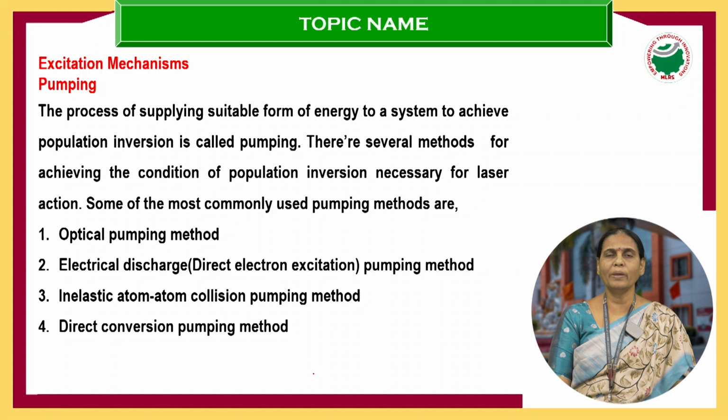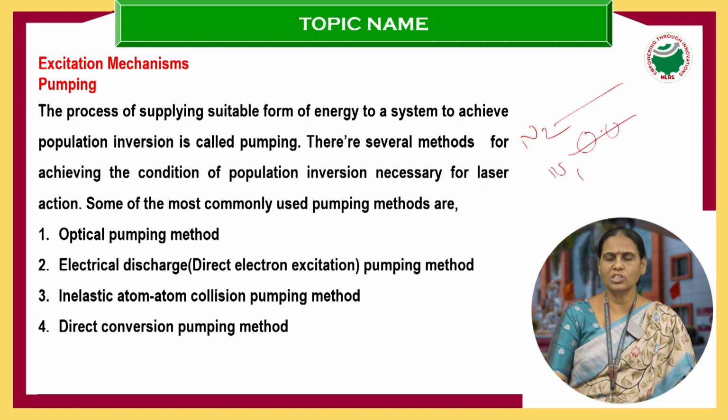So the process to make them excite from one energy level to other energy level, for example, if you take two energy levels consisting of atoms as N1 and N2, then as the atoms are present in the lower energy state, by giving some energy, let us take in form of photons, once these atoms present in the lower energy state absorb the energy, they automatically get excited. So that process we call as the pumping process. So here you can see the definition. The process of supplying suitable form of energy to a system to achieve population inversion is called as pumping.